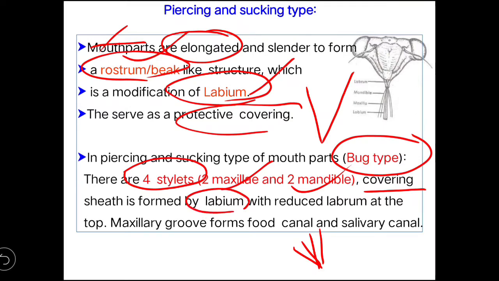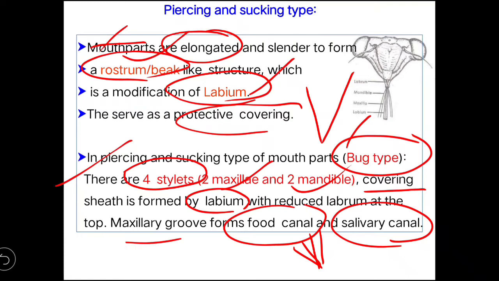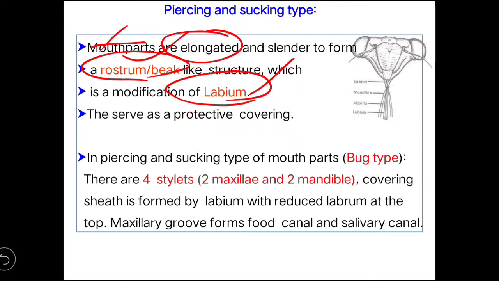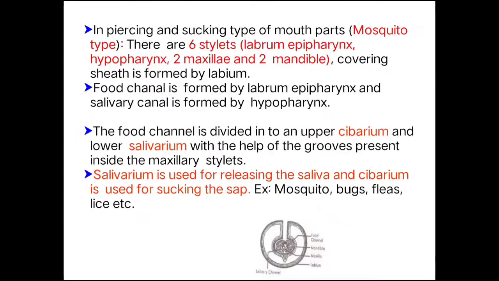Labium is the lower lip. With the modification of the lower lip, the covering sheath of the mouth part is formed in bug type. Then labrum is reduced. Then maxillary grooves are modified to form the food canal and the salivary canal. So what are the things that came? 4 stylets are there. 2 maxilla and 2 mandible modified to form the 4 stylets. Then the mouth covering is formed by the labium. Labrum is reduced in bug type, and the maxillary groove formed the food canal and salivary canal.